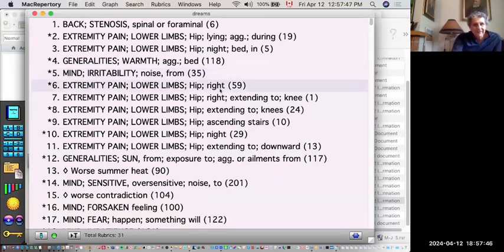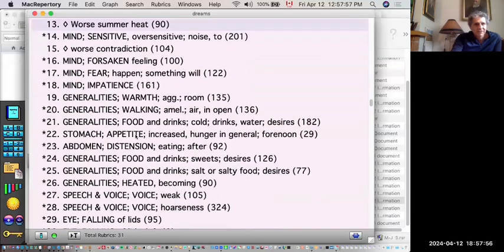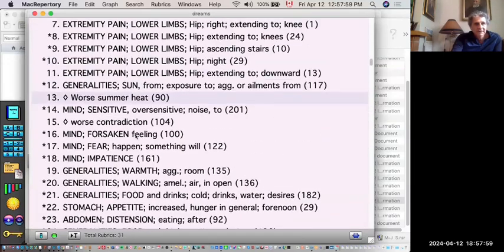The pain is in the right hip and extends to the knee. It's worse ascending stairs, worse at night, and so on. She doesn't tolerate the heat of the summer or the sun, if I recall. Yes, it should say there. Oh yes, here, the sun. She's not good with the sun.